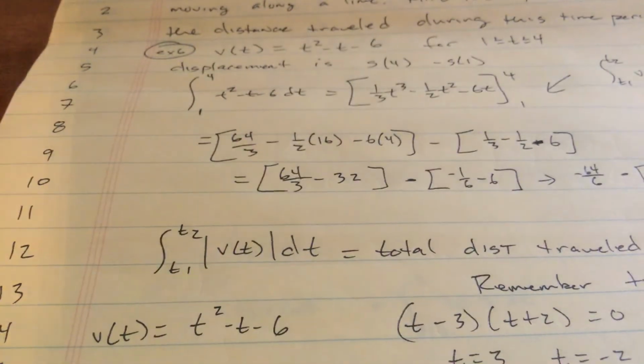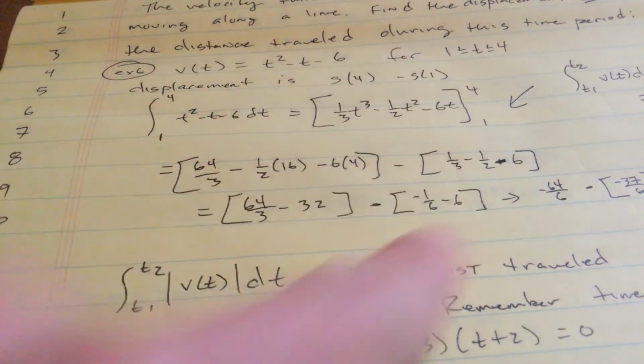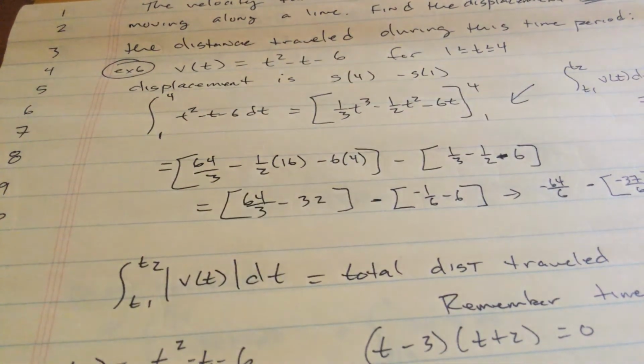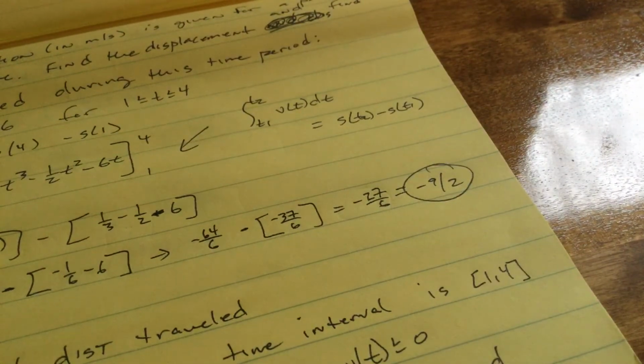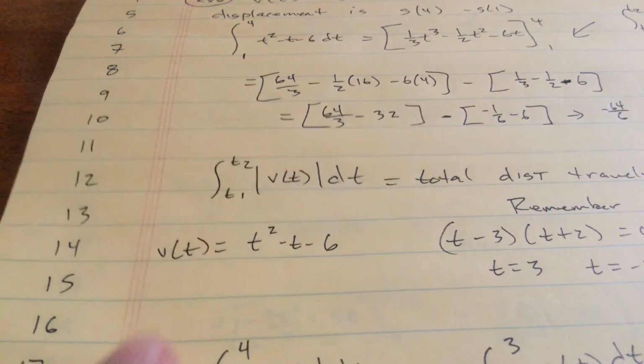Remember, displacement can be negative. Anyway, plug 4 in for t, plug 1 in for t. Do a little arithmetic, and boom, -9/2 is my displacement. Now, distance traveled is never negative, so this is something new.